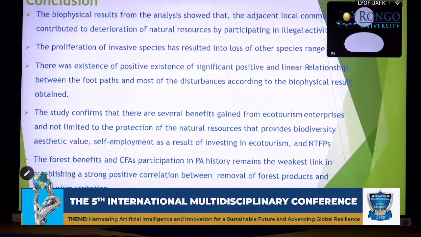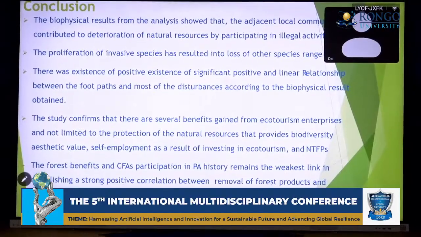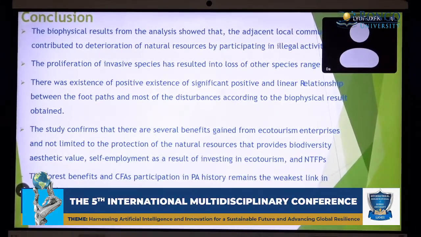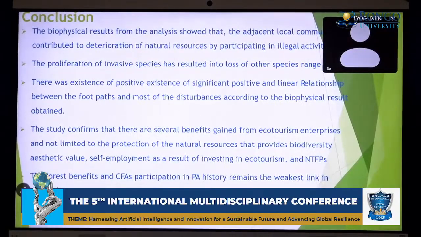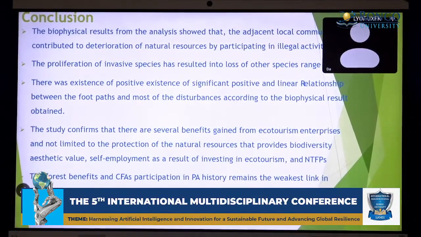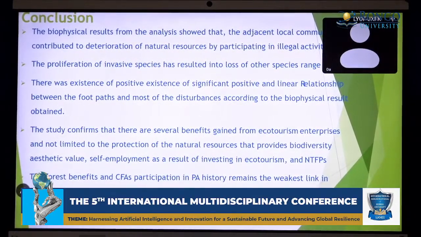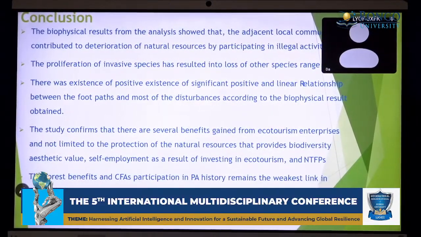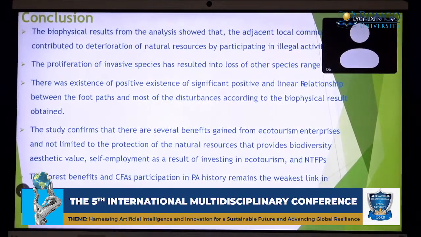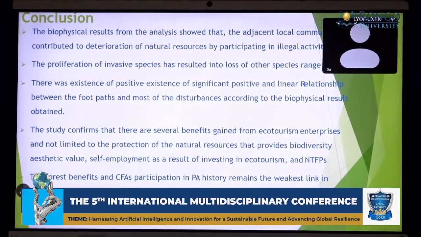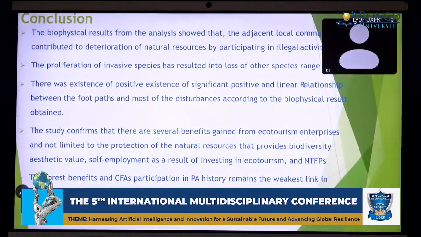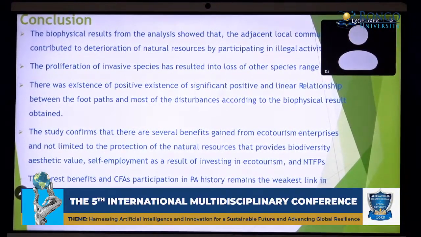I want to conclude this presentation by making the following observations: the biophysical results from the analysis we carried out showed that the adjacent local communities contributed to the deterioration of the natural resources by participating in some activities which are not in tandem with conservation principles. You can call them illegal activities.